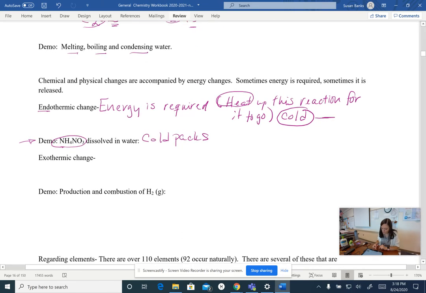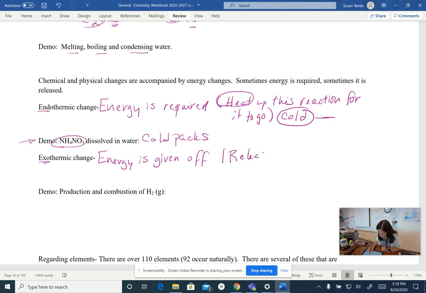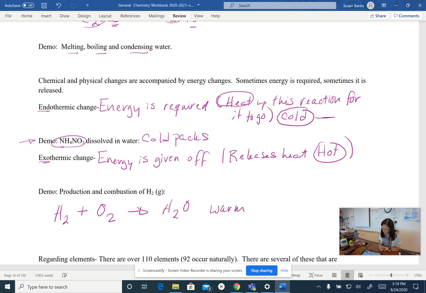Exothermic is the opposite. Exo means outside of or without. That means energy is given off. So this reaction releases heat, and it is going to feel hot or warm. For example, if I create some hydrogen gas and burn it in the presence of oxygen, I can actually make water. This will give off heat. This will be warm.